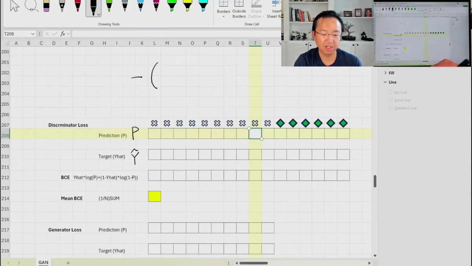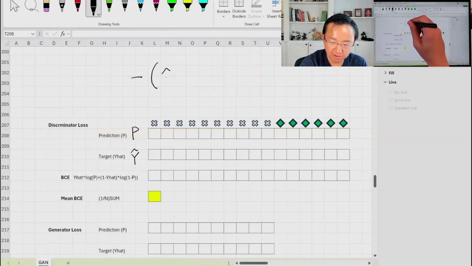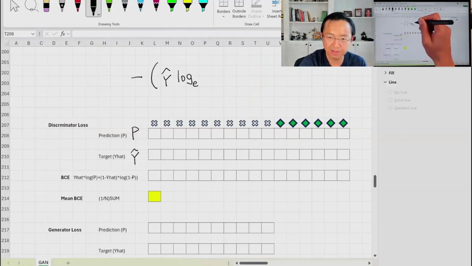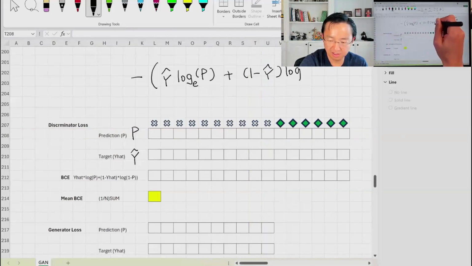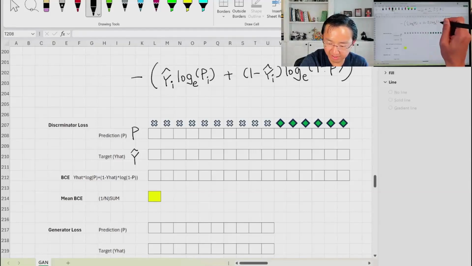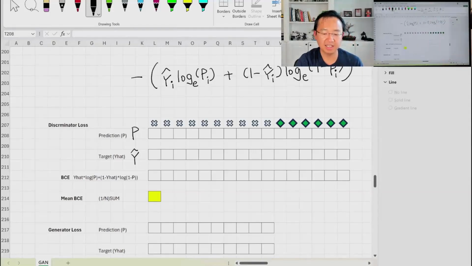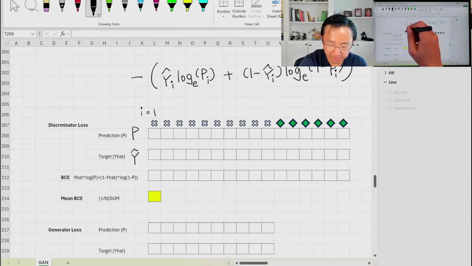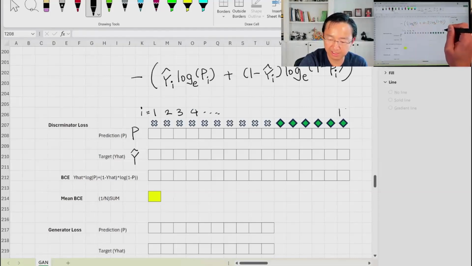Earlier we talked about this. The equation is: Y hat times log base e of P, plus 1 minus Y hat times log, also base e, of 1 minus P. So this is the equation. And there's an index i as well, which you should see in different places. What does i index over? i indexes over the batch: 1, 2, 3, 4, all the way to, I actually have 16 examples here.